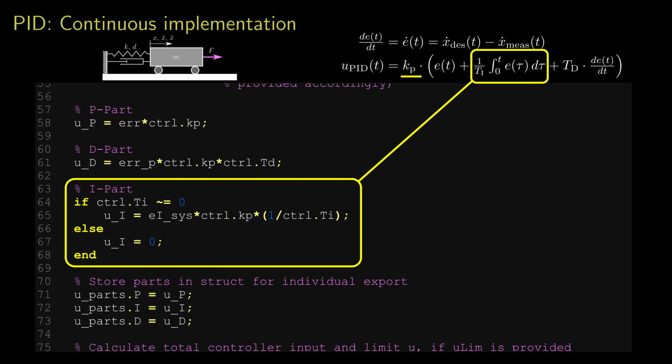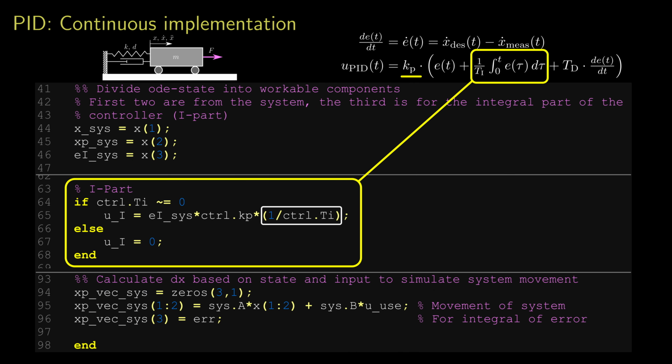For the integral part last. First, we define to only calculate the integral part if the time Ti is not set to 0. This way we can remove the integral part of the controller by setting Ti to 0, and we do not have to set it to infinite. I just prefer to do it this way. We calculate the integral action of the controller with the integrated error multiplied by Kp and divided by Ti. The integrated error is this back here.